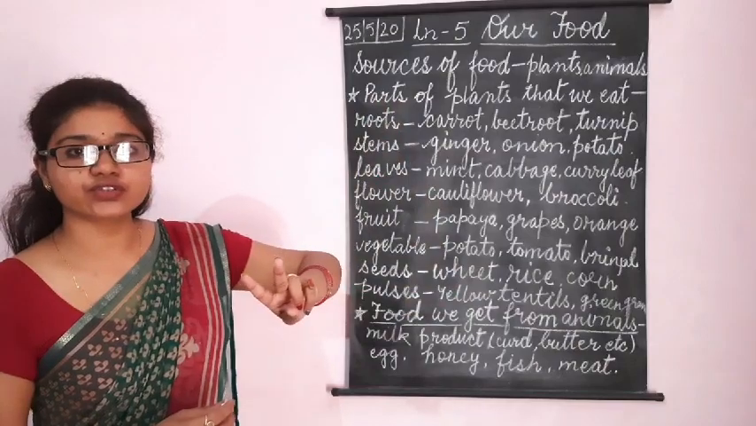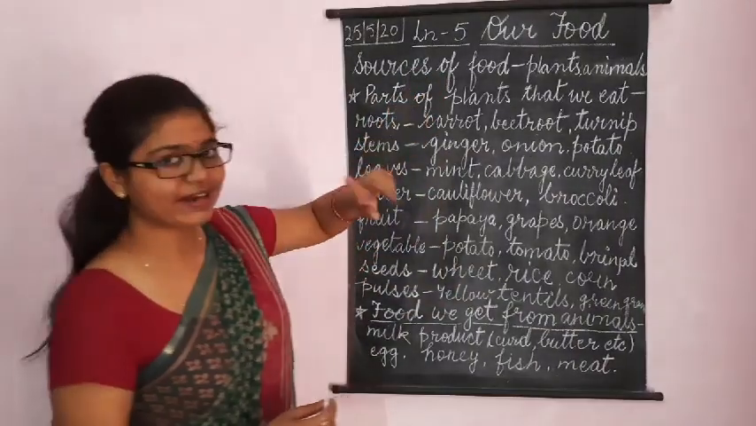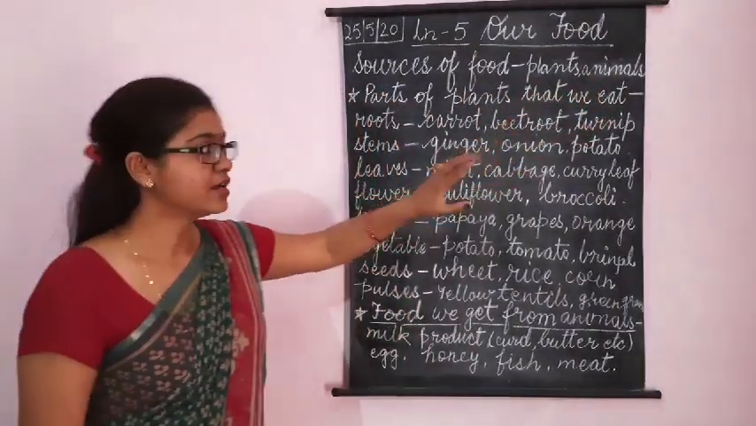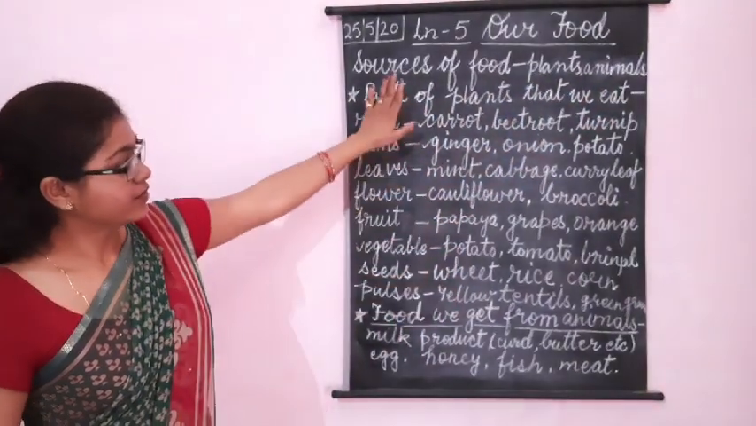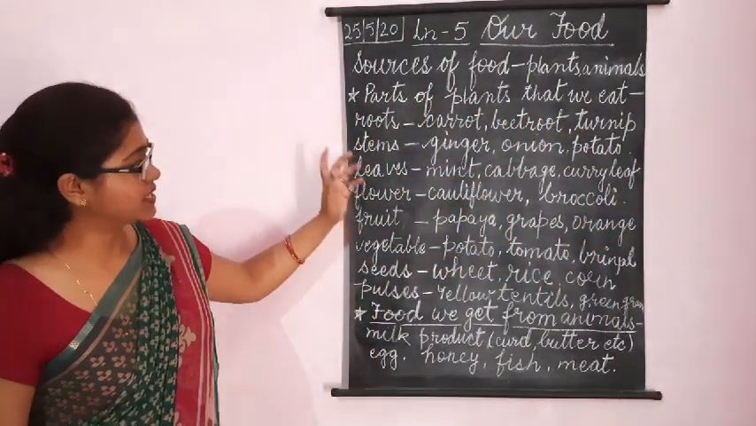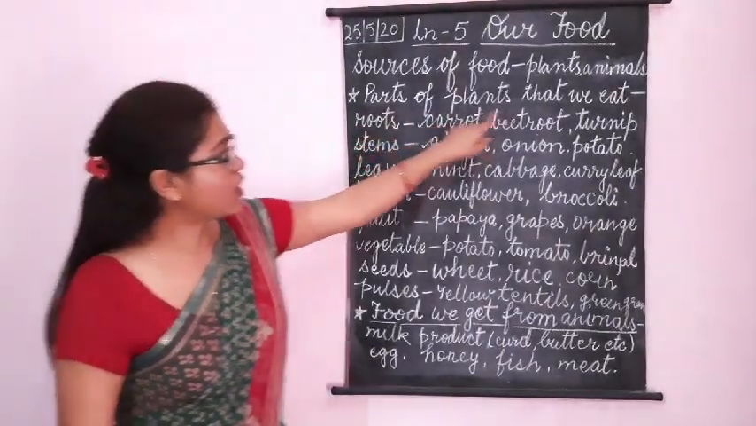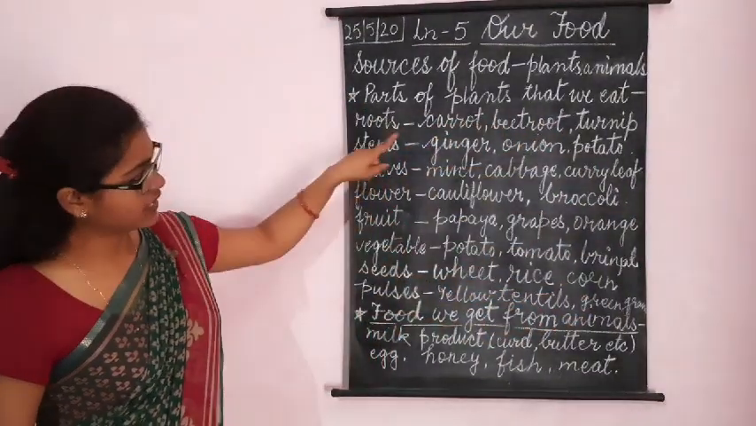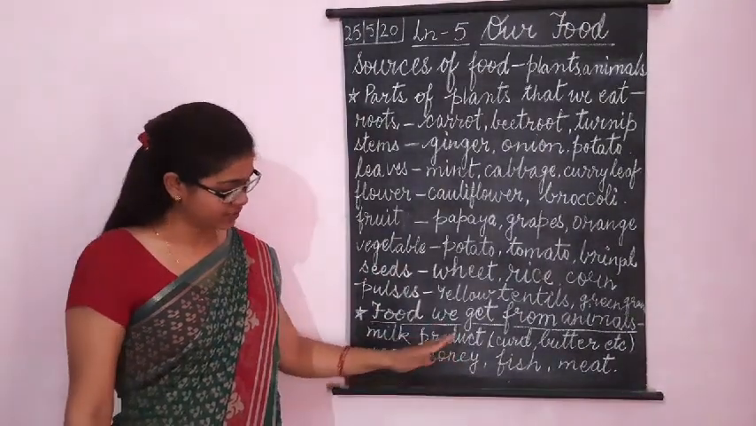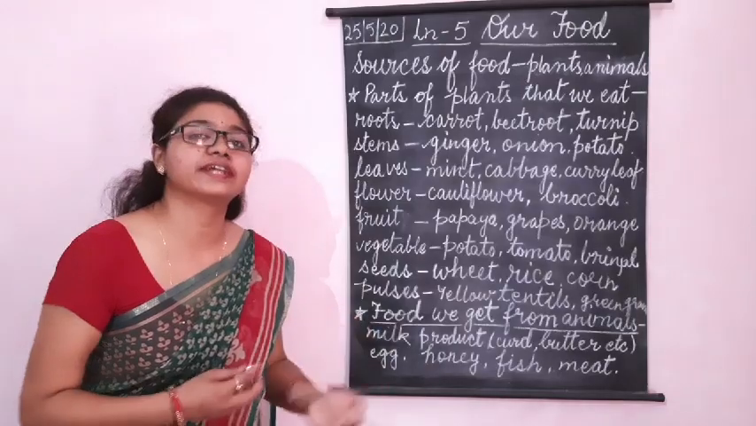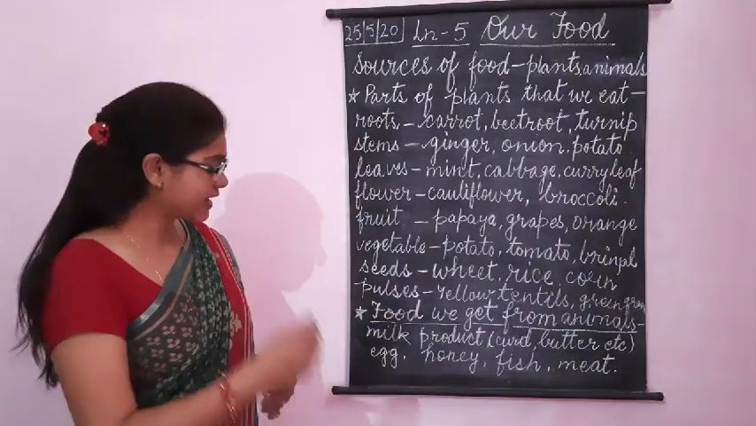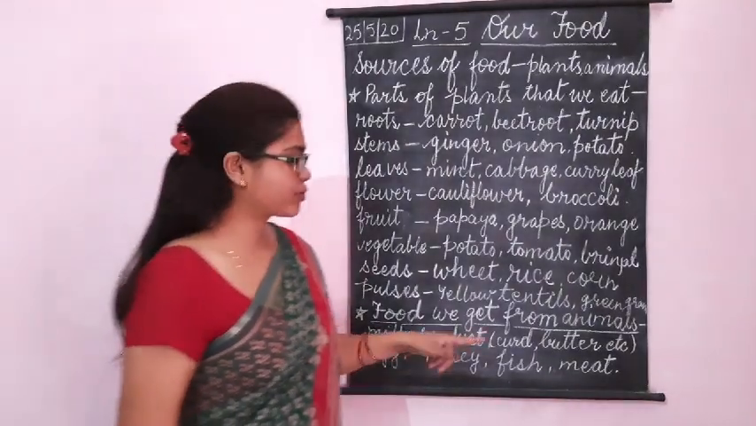There are two main sources of food. We read already, there are two main sources of food. The first one is plant and the second one is animal. First we read about the plant. These all fruits and vegetables, flowers, seeds, pulses, leaves, stem, everything. This upper side before this line, we get all these from the plants. And the second part is what we will get from animals. We will get from the animals milk product.